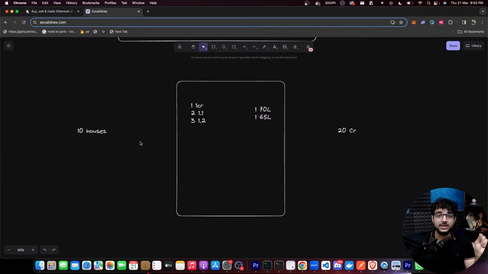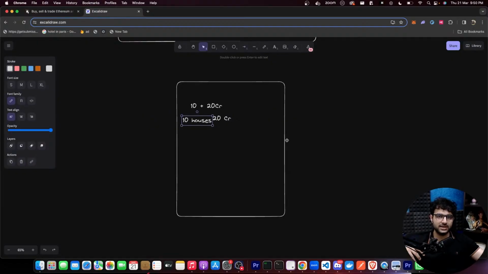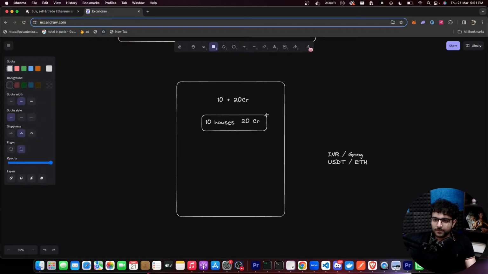What if this person said, "Here are 10 houses, these are 10 houses, plus this is 20 CR. I am going to put it in a pool." I am going to put all my assets, both sides, whatever is being sold and bought in this market, which could be INR, Google stock, USDT, ETH. He is going to put both of these in what's called a liquidity pool.